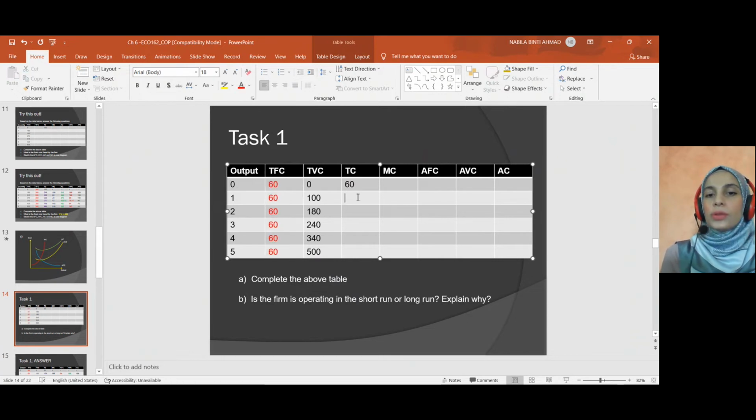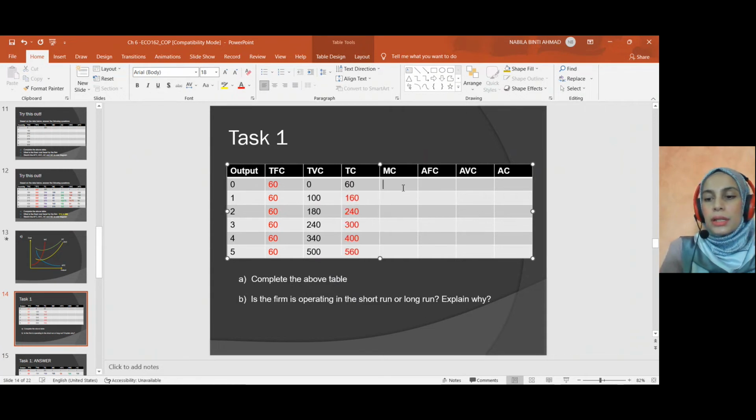Alright. Kemudian kita cari total cost. Ya, dah ada information ni kita boleh cari total cost ya. 60 campur 100, 160. Okay. 180 campur 60 berapa? Okay, 240 kan? Okay, 240. So yang ni jadi 300. Yang ni akan jadi yes, 400. Yang ni akan jadi 560. Ini adalah total cost.